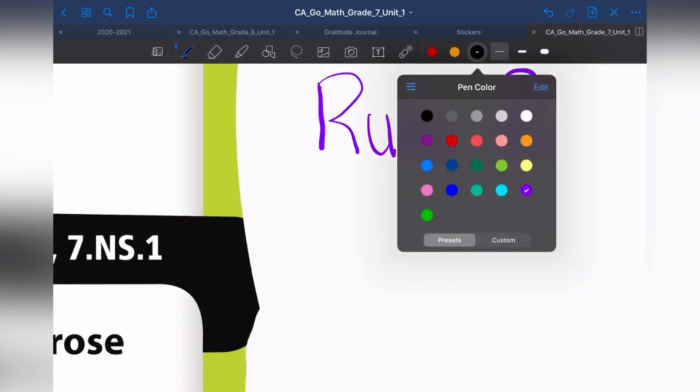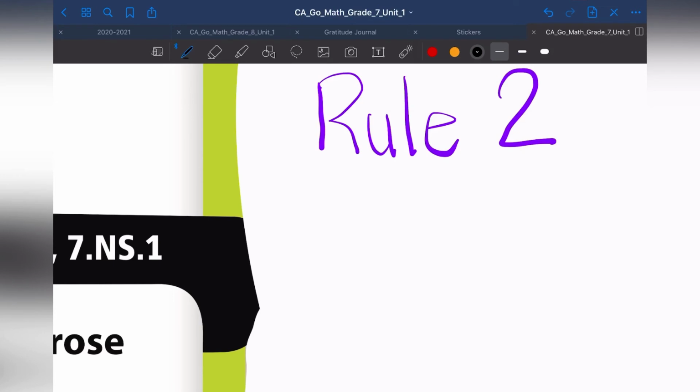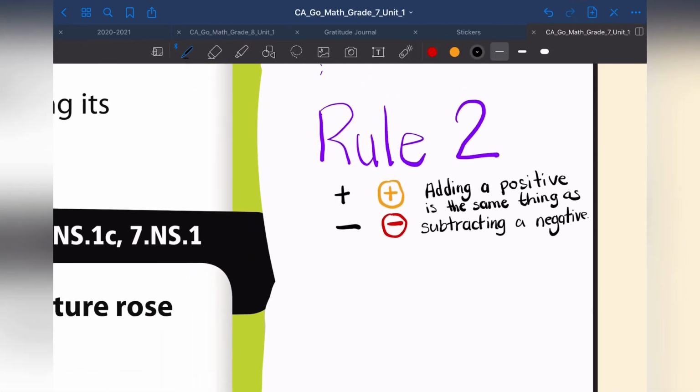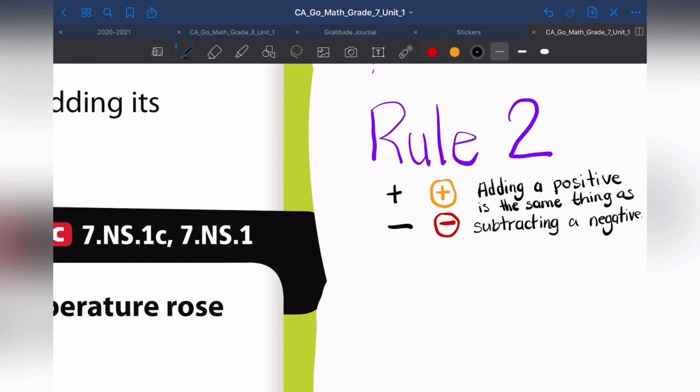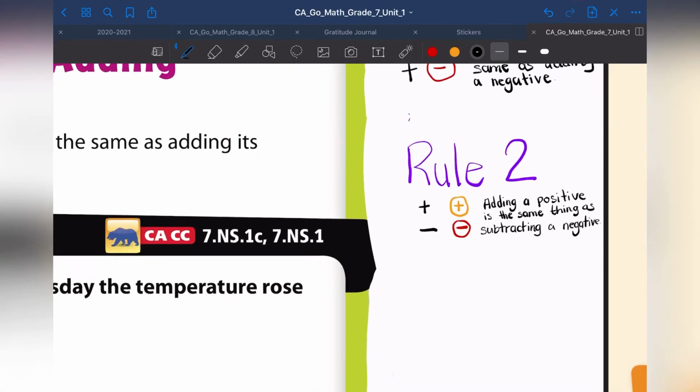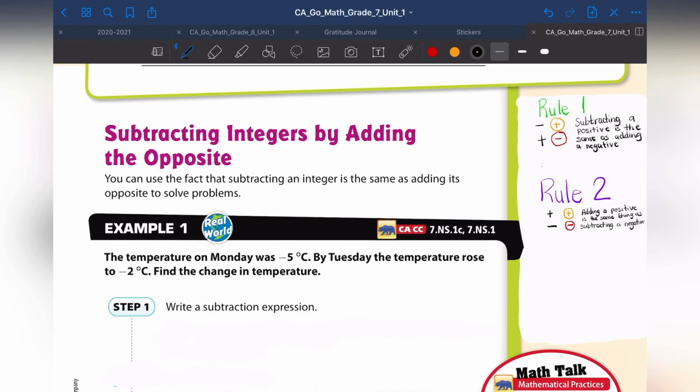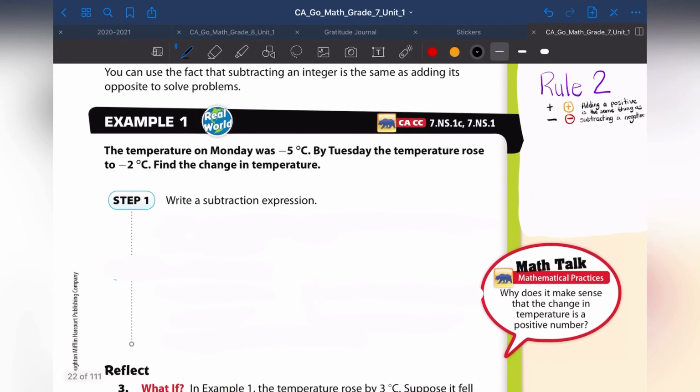I'm going to show you rule number 2. Rule number 2 says that whenever you are adding a positive, it's the same thing as if you were subtracting a negative. So I have the other rule right there. Make sure that you have those rules written down on your page. Pause the video so that you can copy them.